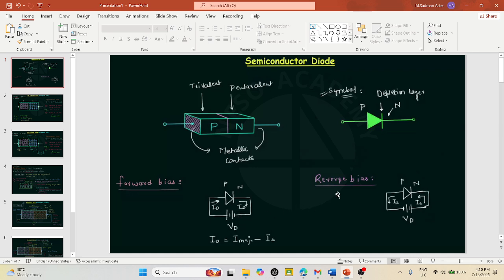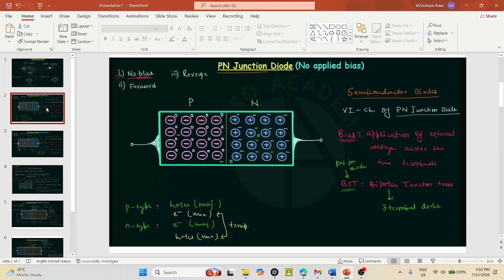And in case of reverse bias condition, the P terminal of the diode is connected to the negative terminal of the battery, and N terminal of the diode is connected to the positive terminal of the battery. Now we will be seeing various aspects of p-n junction diode. We have said that diode is nothing but a p-n junction, and we have seen the biasing. Biasing is the application of external voltage source across the p-n junction, and we have seen 3 types of biasing.